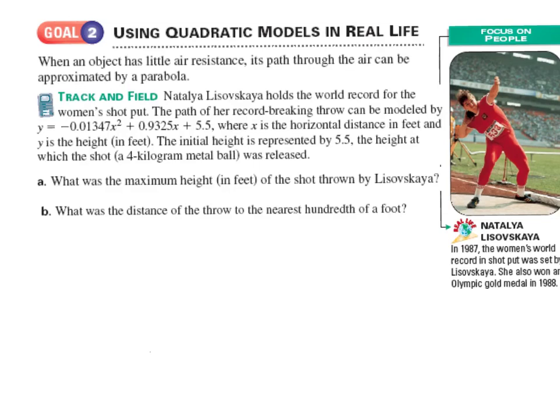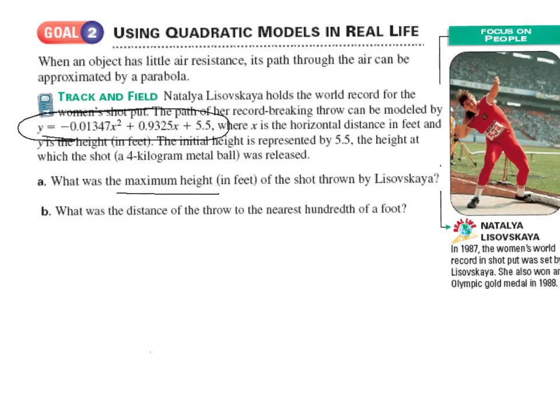So here is a gymnast who, or track star here, that threw the shot put, and the path, as you can see right here, is given by that quadratic function. So the question here is, again, that in that formula, 5.5 was the initial height at which she released the shot put, and that equation represents the height all the way on the path. So the question here, A, is what's the maximum height?